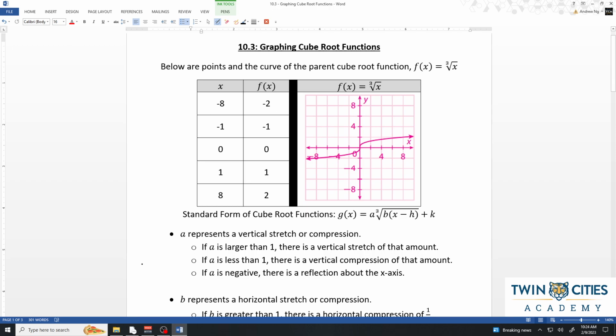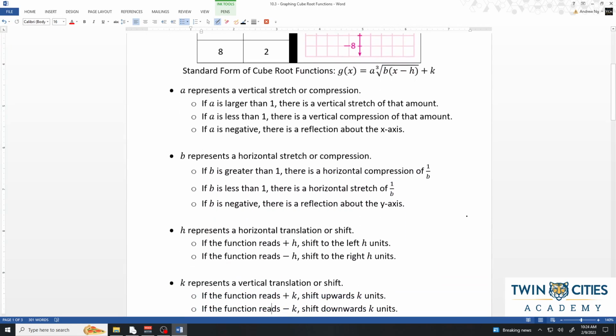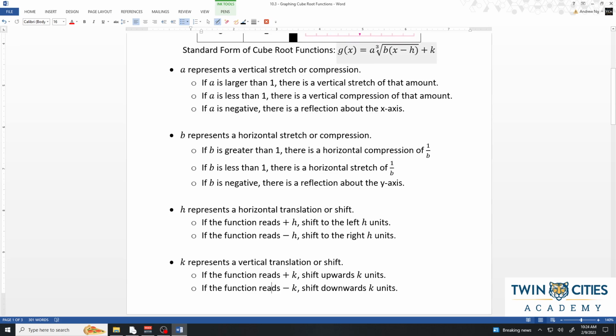And the standard form looks very, very familiar. It looks just like the square root functions, only instead of a little 2 here, we've got a little 3. Everything else is exactly the same. A is still going to be your vertical stretch or compression. K at the very end is going to be your vertical translation, so shifting up or down. Remember that these are intuitive. These kind of make sense to us.